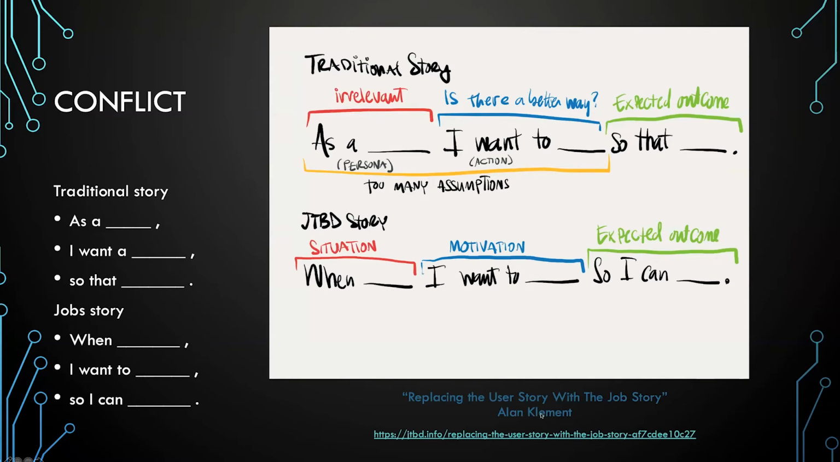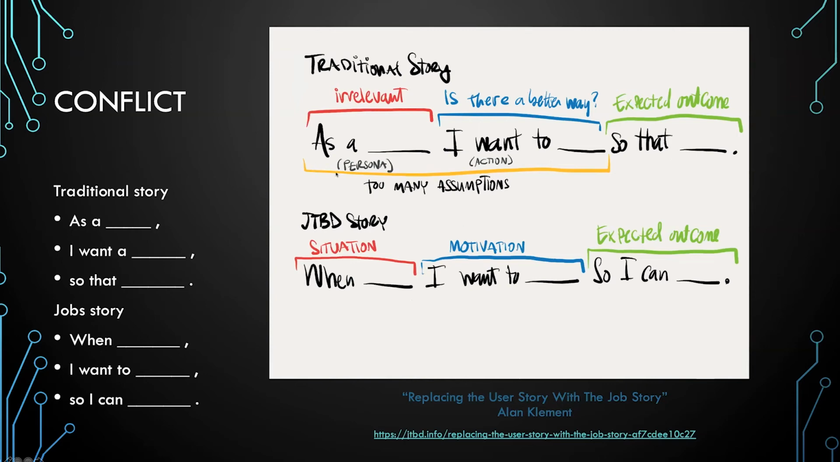In this particular article by Alan Clement, he makes the argument that sometimes the persona is probably a little bit irrelevant. It's not super helpful. Is there a better way for what they want to do? That expected outcome seems to be pretty good. But in this job story, it provides a little bit more description in terms of what is that situation and context, like we were talking about earlier, but also what is the user or the human's motivation? What is the problem that they're really trying to experience? And the progress that they're really trying to make.